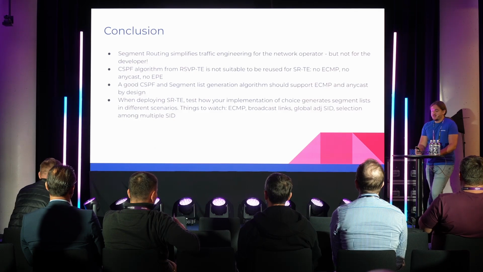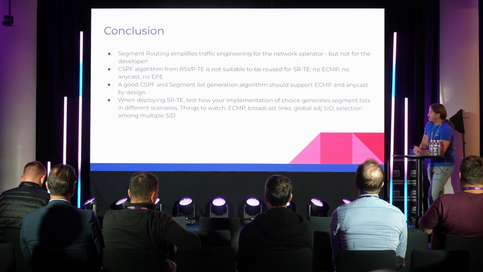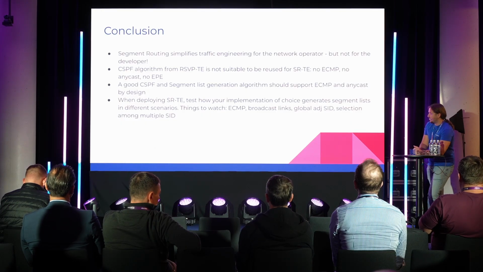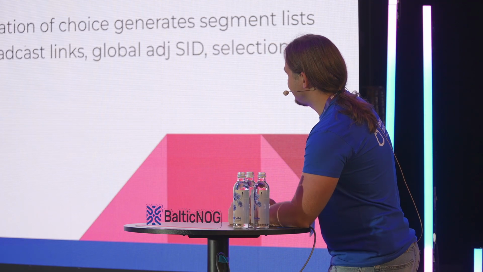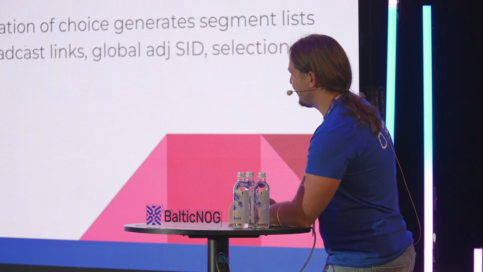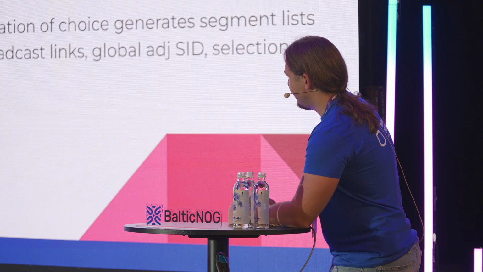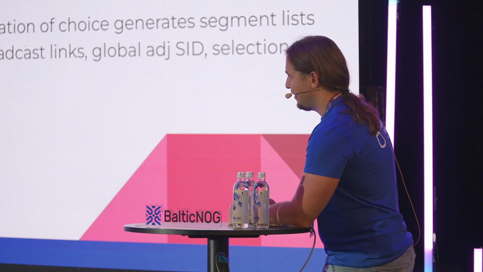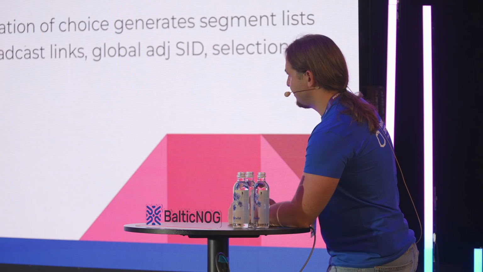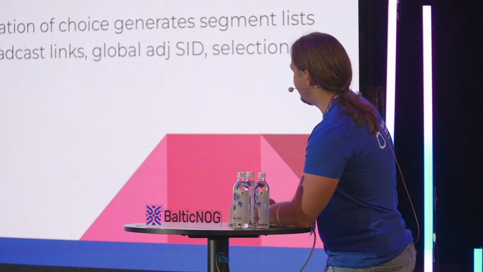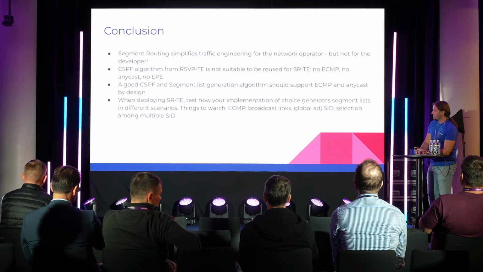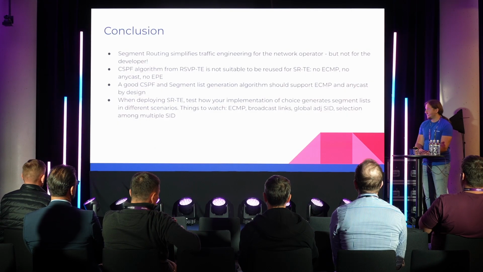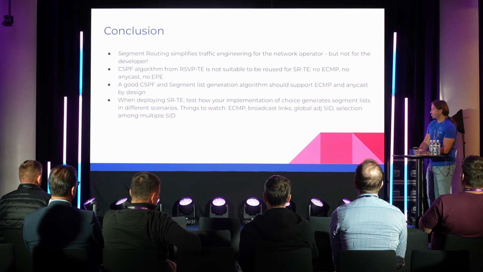That's it. So the conclusion is that segment routing simplifies a lot of things for network operators, but not necessarily for protocol developers. There are a lot of caveats related to generating a correct segment list. Just reusing the CSPF that was used for RSVP is not suitable for segment routing because it doesn't support ECMP, doesn't support Anycast, doesn't support egress peer engineering. So a good segment list generation algorithm should support ECMP and Anycast natively.